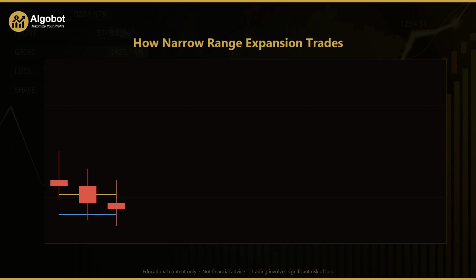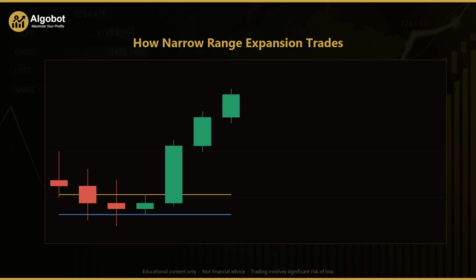Watch the first coil form. Notice how that candle is much tighter than the bars around it, its range squeezed small. That's exactly the contraction the strategy is waiting for. The EA records its high and its low and arms the setup. A couple of bars later, price pushes upward and a candle closes clearly above the upper fence, beyond the buffer. That triggers the buy entry, marked on the chart.